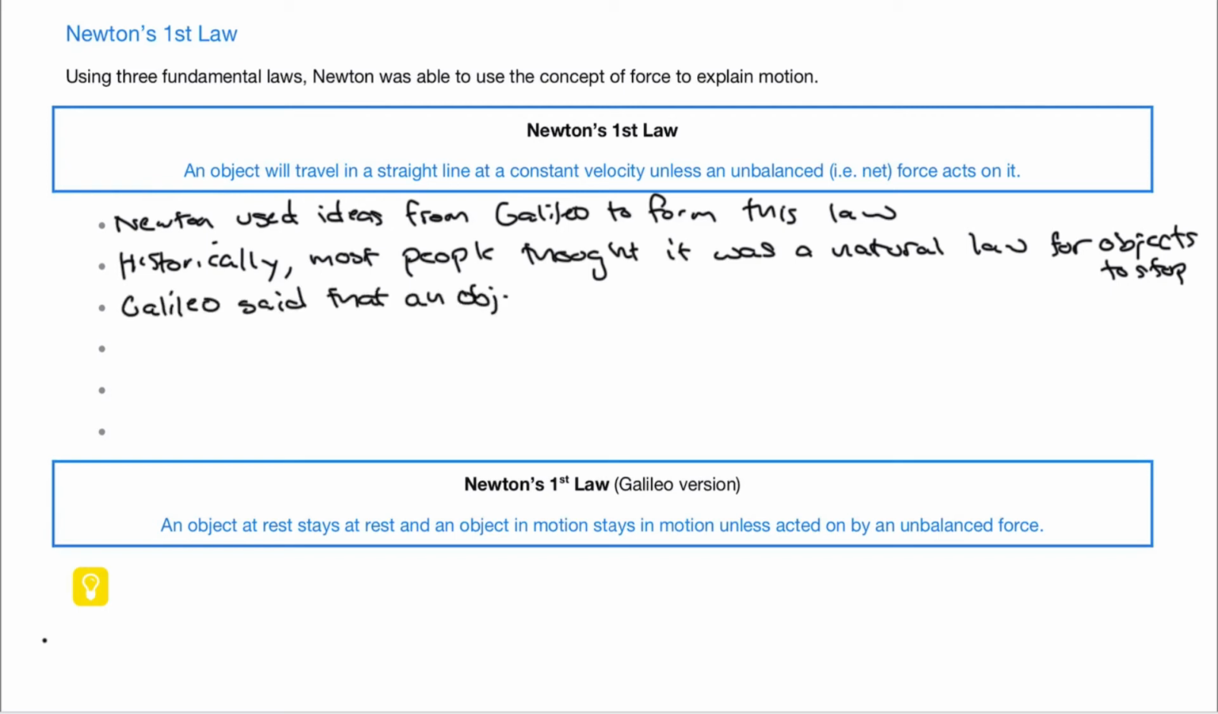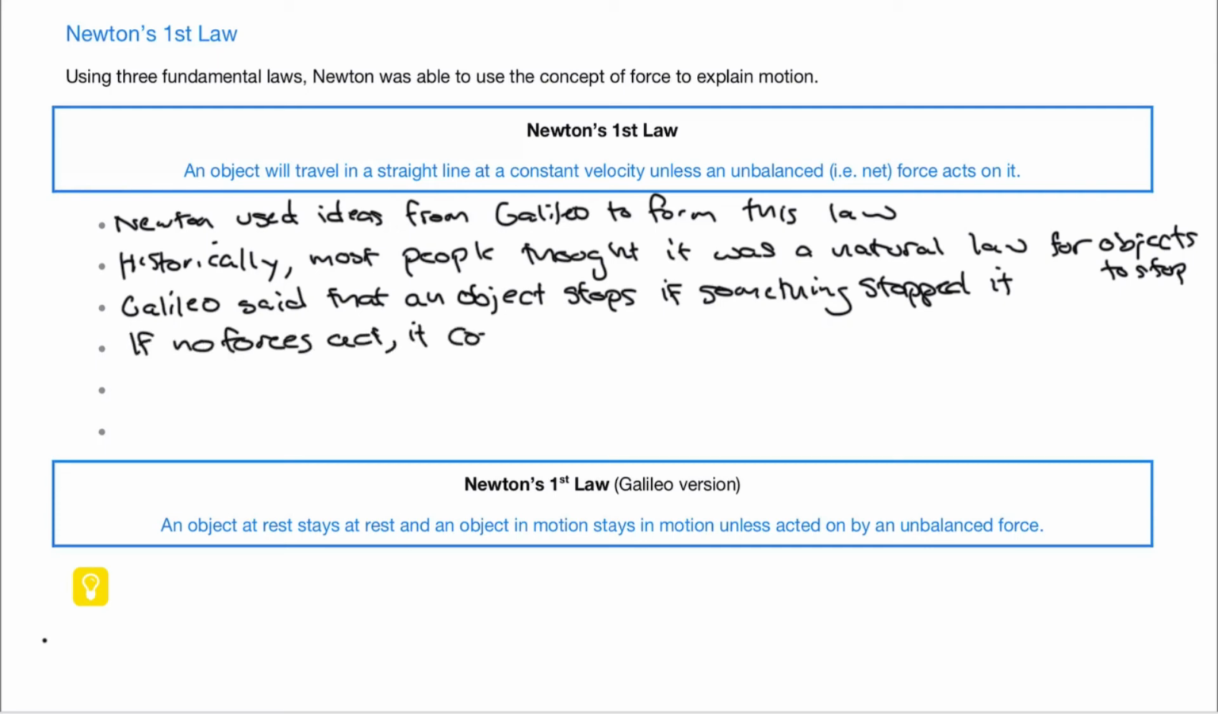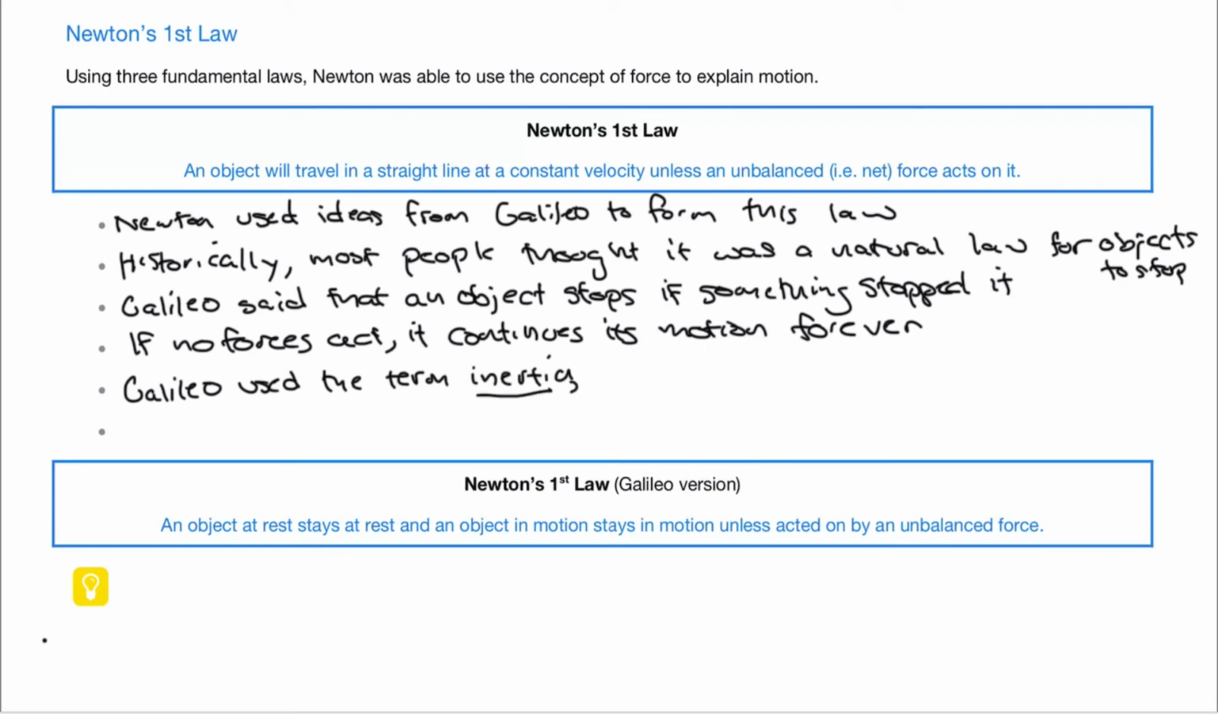He said that if an object stops, it's because something stopped it. And this was quite different. No longer was it a natural law that things stopped, there was a cause for it. And that was the key idea that Galileo was adding. And so what this meant is that if no forces act, an object will continue its motion forever. And so Galileo used the term inertia, which referred to an object's resistance to change its motion, which meant that an object wanted to continue its motion forever, and it was only by causing it to alter its motion that it would do so.